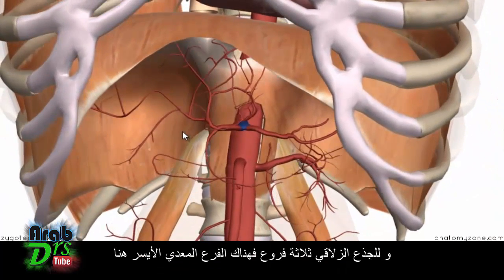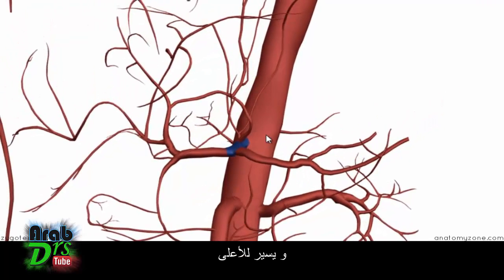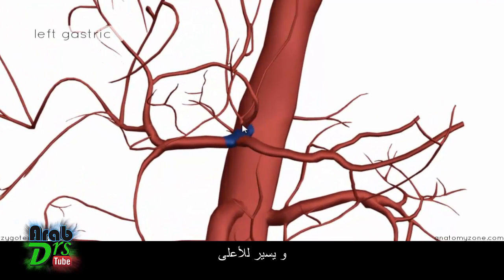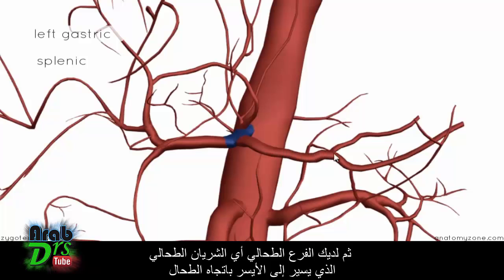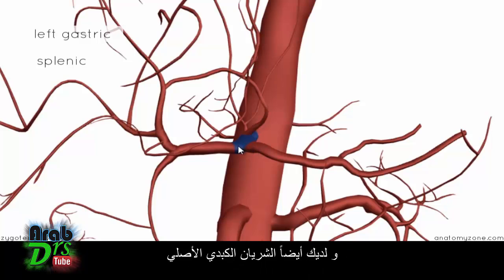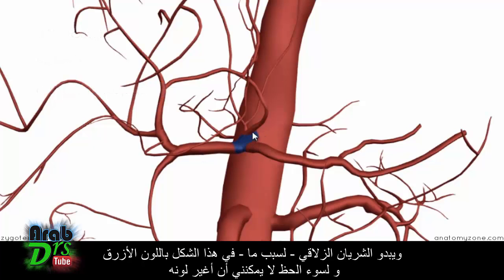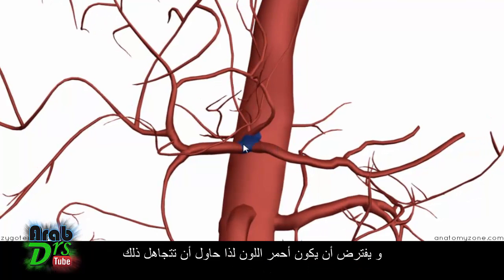So the celiac trunk has three branches. You've got the left gastric branch, which is this branch here going upwards, and then you've got the splenic branch, the splenic artery, coming off going towards the spleen to the left, and you've got the common hepatic artery. So those are three branches that come off the celiac trunk. The celiac artery is, for some reason on this model, in blue, and I can't change that unfortunately, but it's meant to be red here, so just try and ignore that.